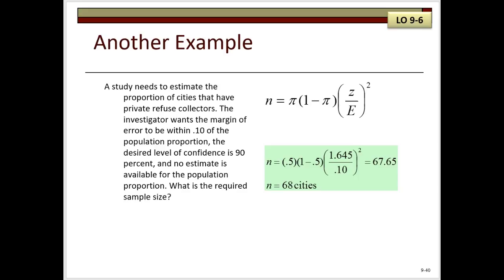Using a pi of 0.5 in the formula assures the largest possible sample size for a population whose variation is unknown while maintaining the same confidence level and maximum allowable error. The z-value for a 90% confidence level is 1.645. We substitute these numbers into the equation, and computing for n, we obtain the sample size of 68.